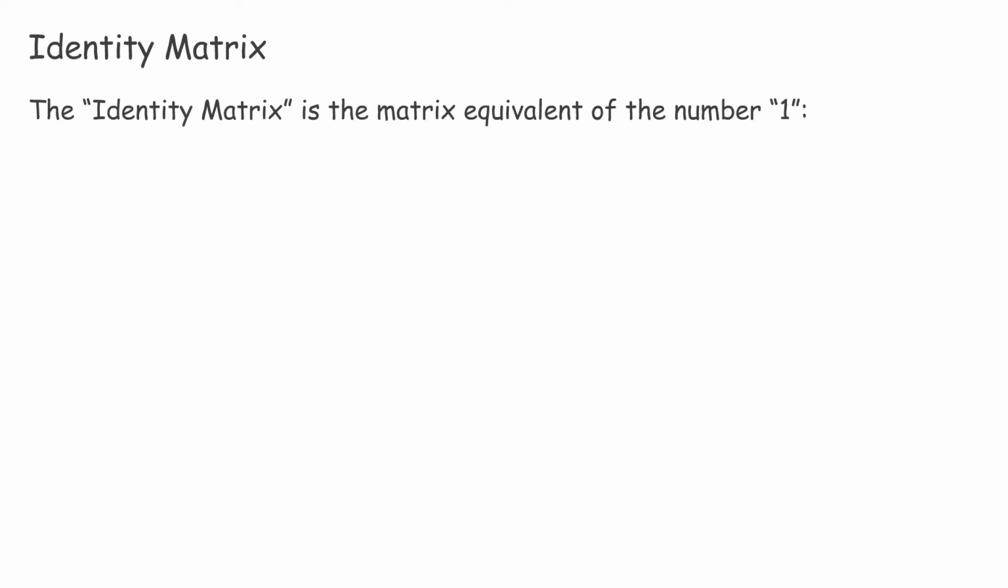Identity matrix. The identity matrix is the matrix equivalent of the number 1. Its symbol is the capital letter I. Identity matrix I, when multiplied with the matrix A, will result in matrix A. AI equals IA equals A.